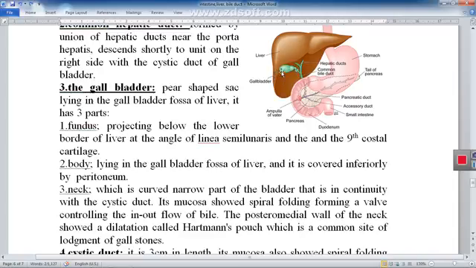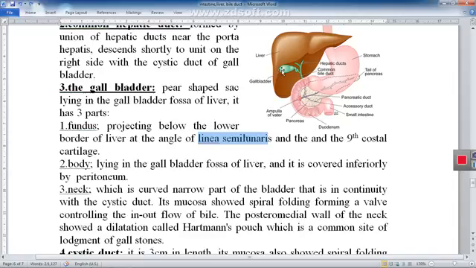First, the fundus, which is the part of the gallbladder projecting below the lower border of the liver. As it projects below the lower border of the liver, it has a very important surface anatomy here. It will be at the level of the right 9th costal cartilage at the linea semilunaris. Linea semilunaris is the lateral border of the rectus abdominis muscle in surface anatomy. So the point of meeting of the lateral border of the rectus abdominis muscle, which is linea semilunaris, and the right costal cartilage is the site of the fundus of the gallbladder as it projects below the lower border of the liver. Why is this important?